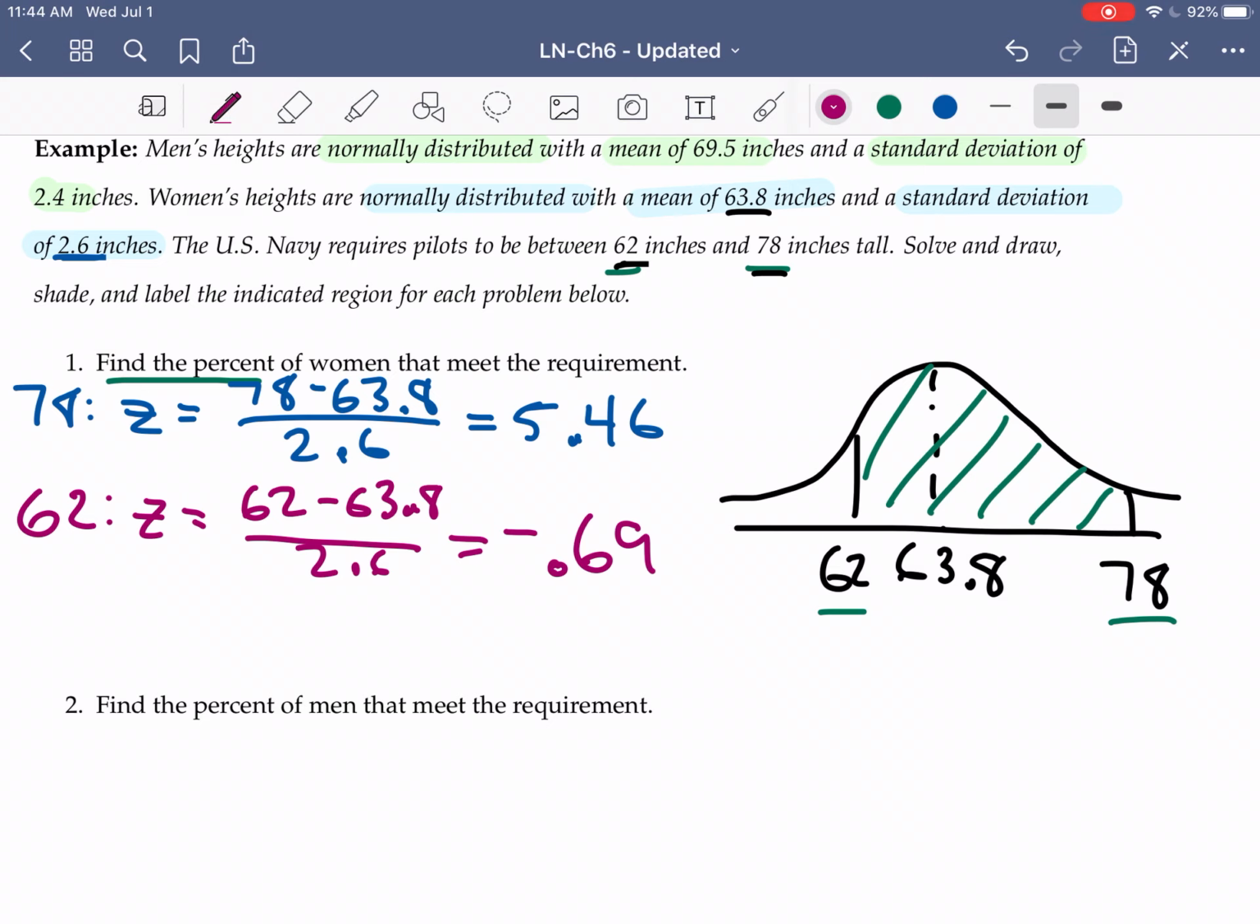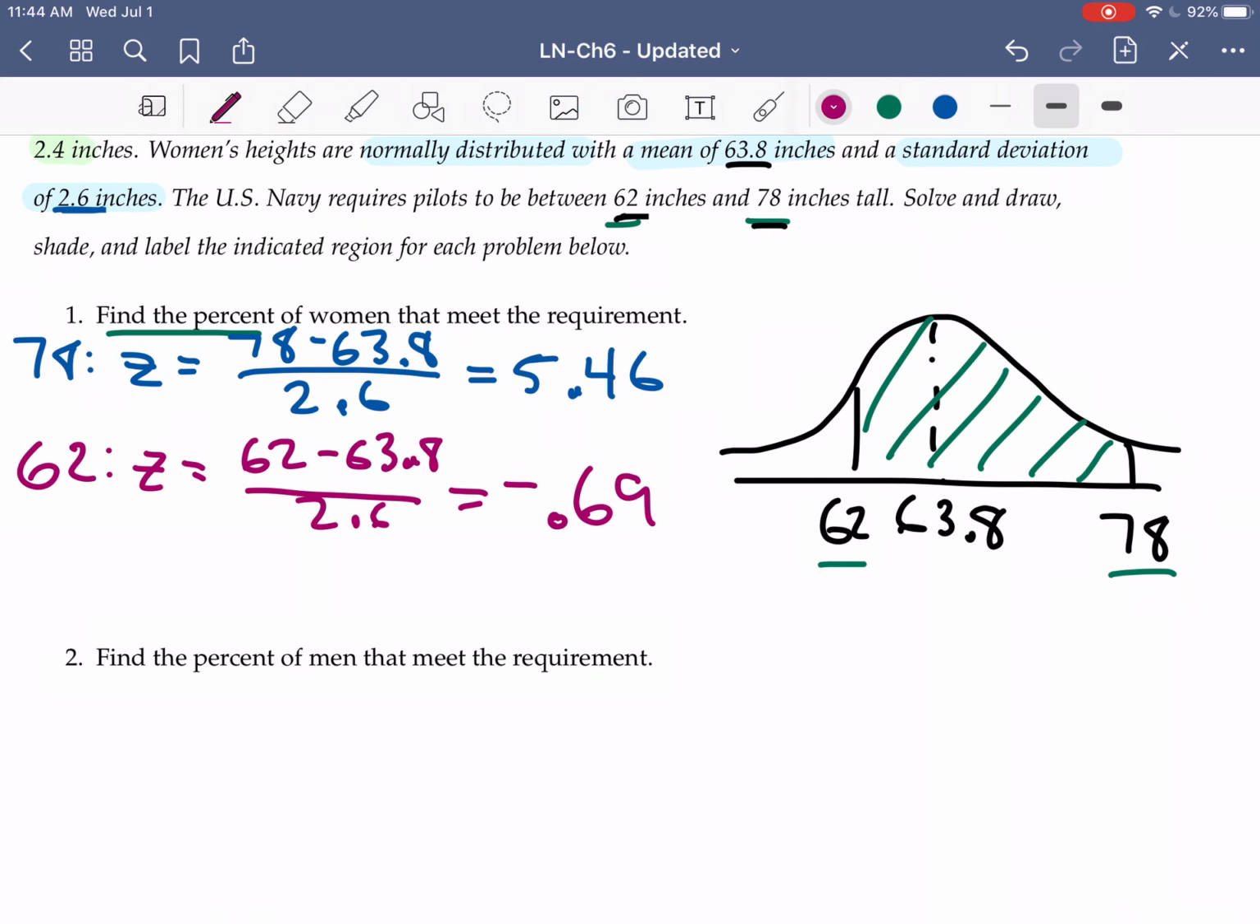Well, we're going to convert both of these z-values to areas. And that's not something we can do on a calculator. We can't do that with a simple formula. We're going to go to StatDisk, and we will use StatDisk to calculate that. And so we're going to use 5.46. Let's find the area to the left of the z-value 5.46.